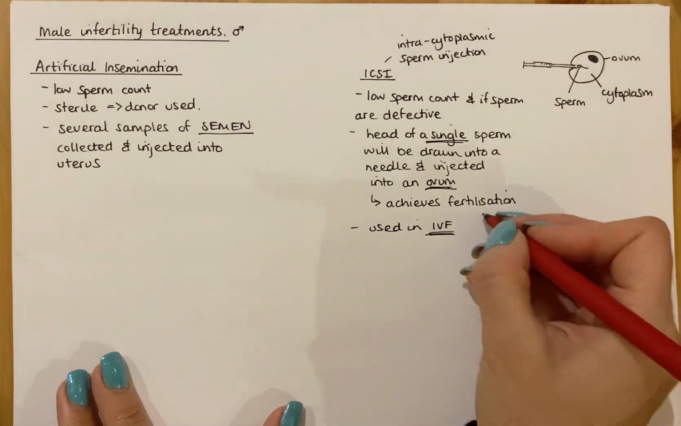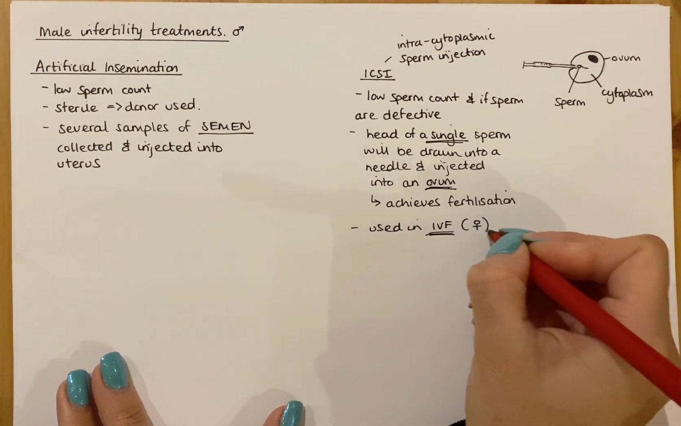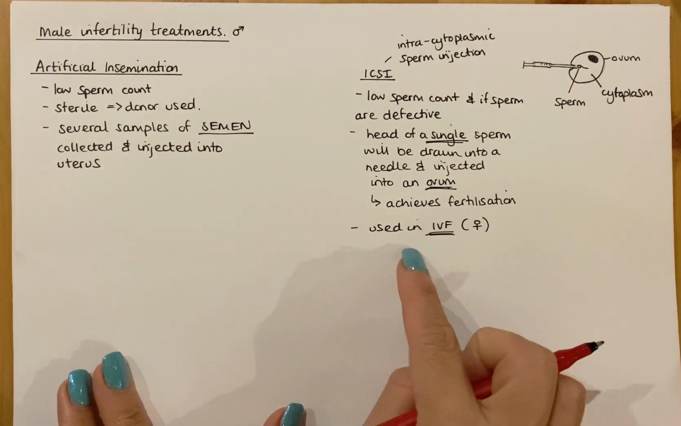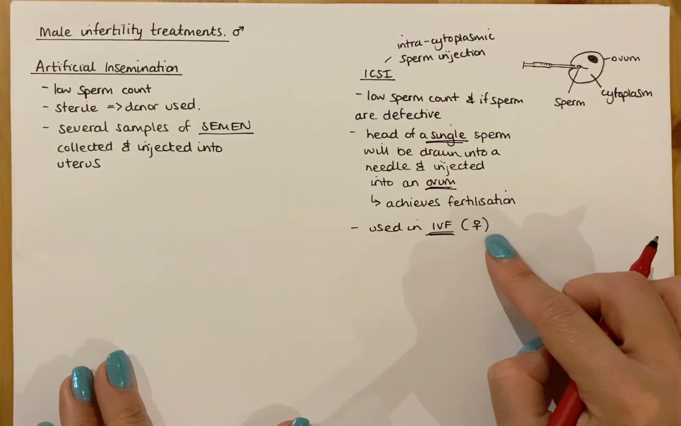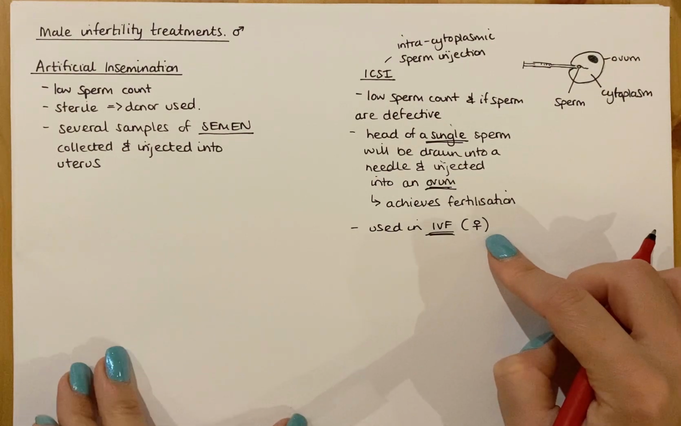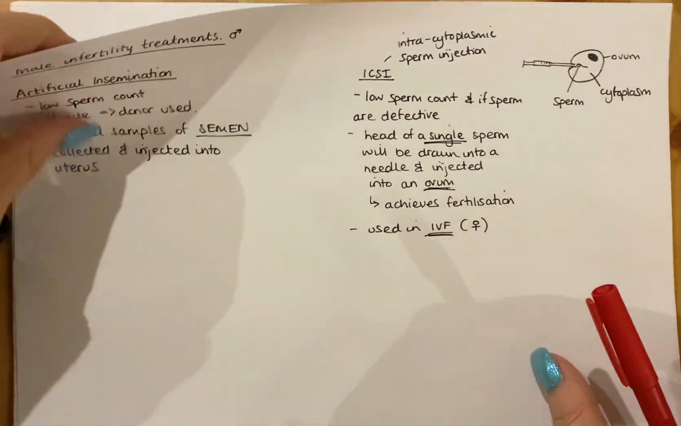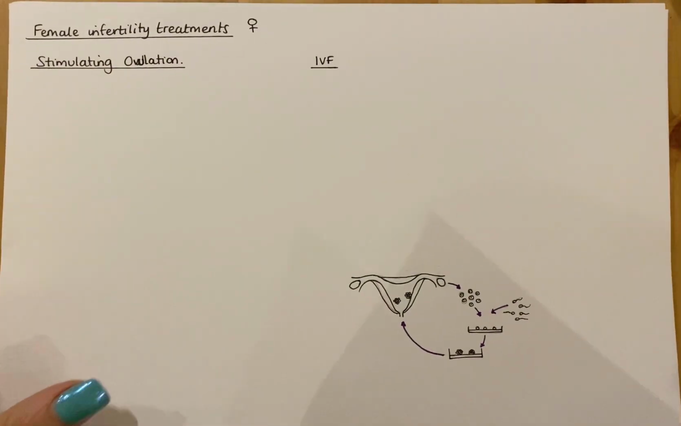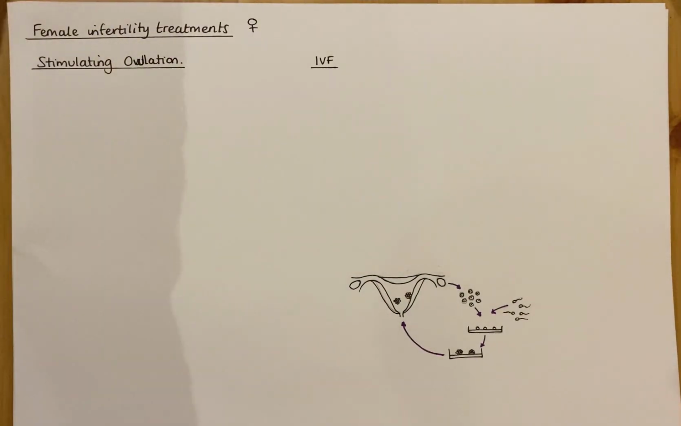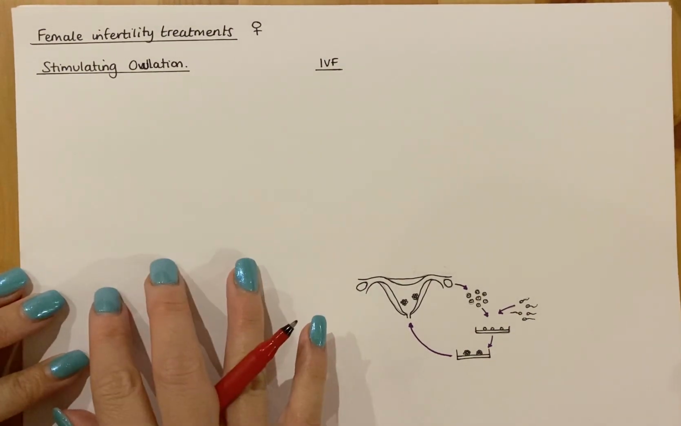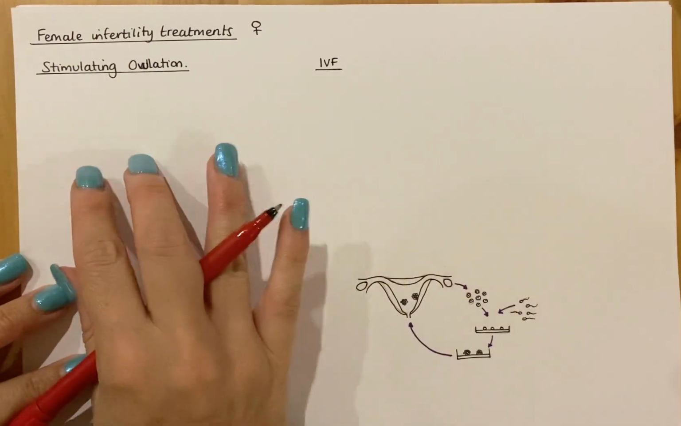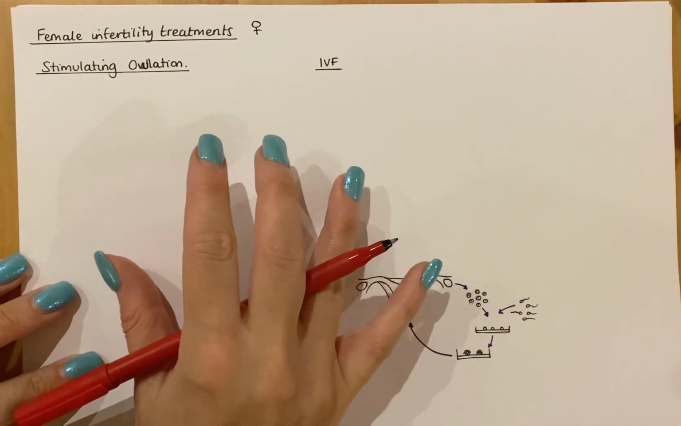So IVF is a female infertility treatment, but if males also have a low sperm count, or if the sperm are defective, we can use this along with IVF. Okay, so I'll move on to the female one now. Now the two female infertility treatments are stimulating ovulation and then IVF, and both of these are linked. So ICSI can be used in IVF, and stimulating ovulation can also be used for IVF treatments.